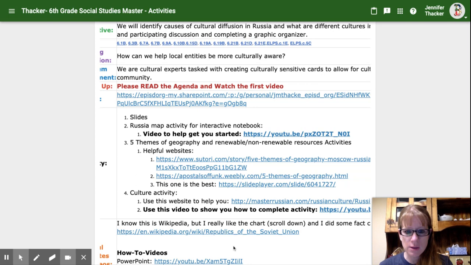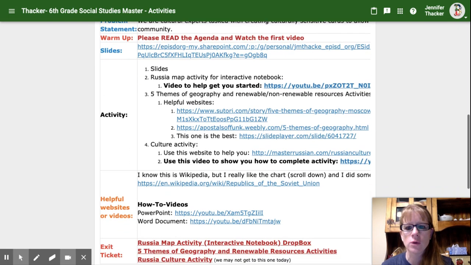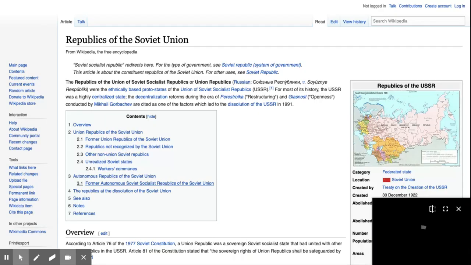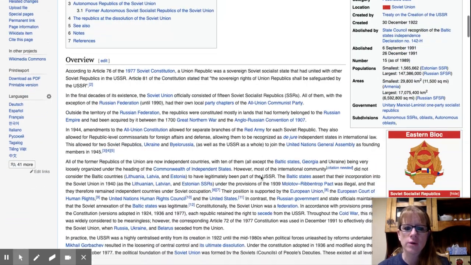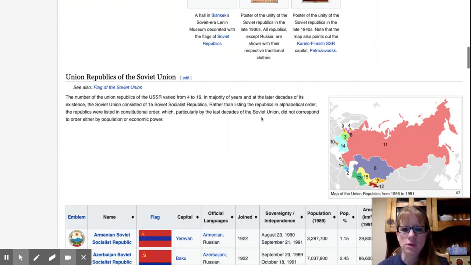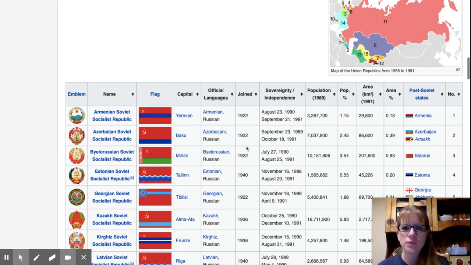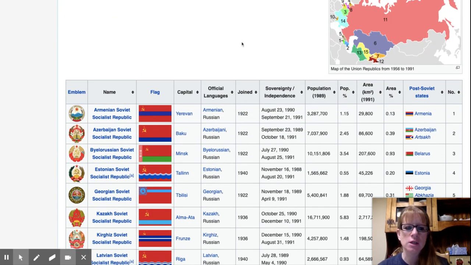This link down here in the helpful websites or videos, I know it's a Wikipedia link, girls, and I know I preach to you over and over again that Wikipedia is awful, but I did do some fact checking. And if you click on this and scroll down, it has a chart of all the 15 countries that were once under Soviet Union control.